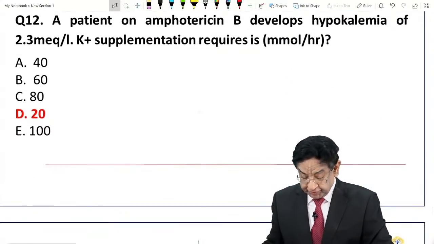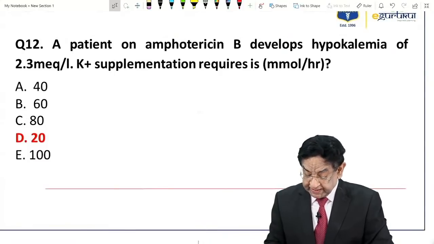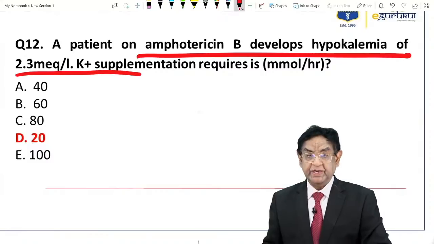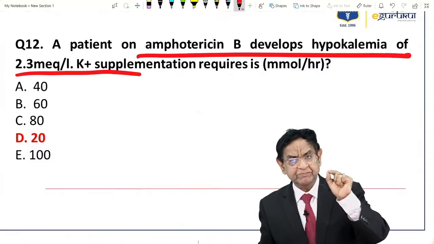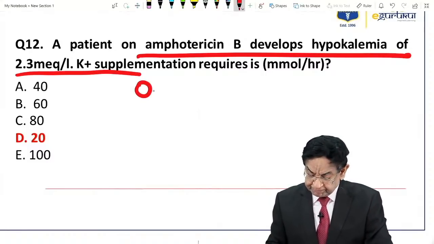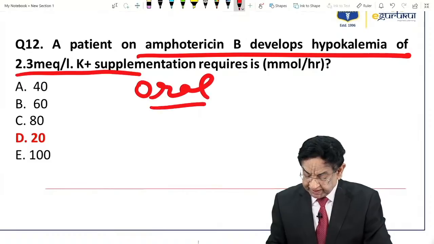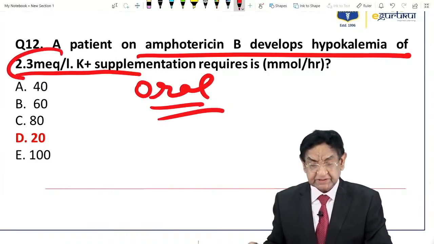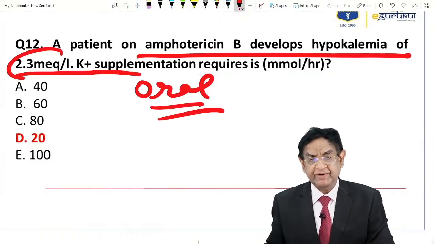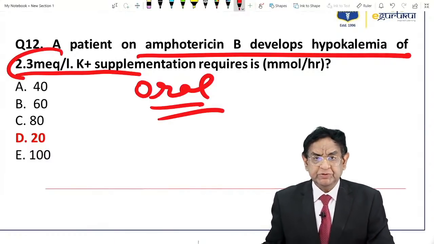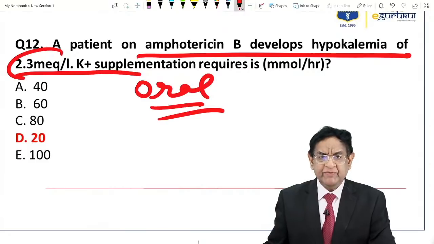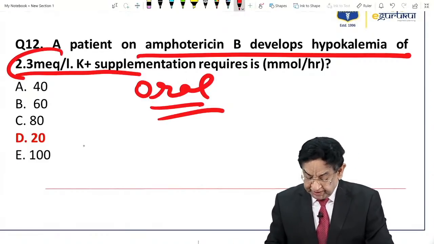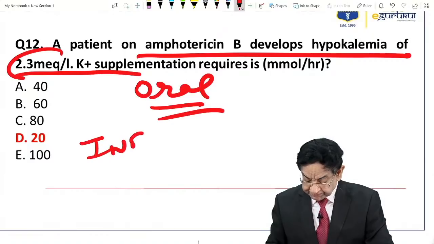Finally, we get a question. We are getting an amphotericin patient with hypokalemia. Whenever we get low potassium, we always prefer to give an oral supplement. But here it's 2.3, which is severe hypokalemia. We know the definition: 3 to 3.5 is mild, 2.5 to 3 is moderate, less than 2.5 is severe. It is severe, so we always give by infusion.